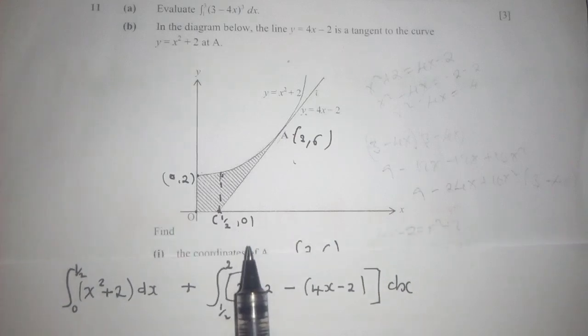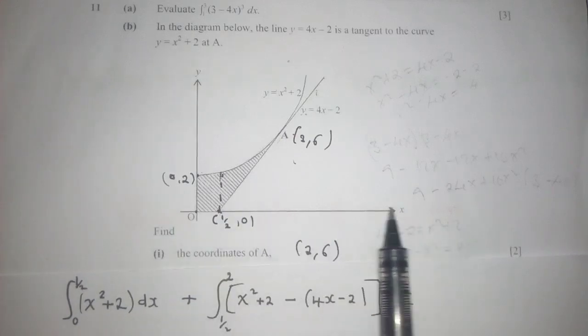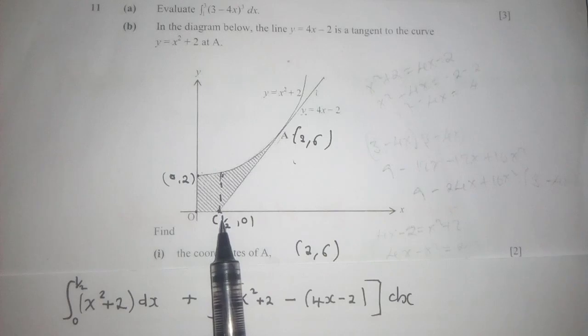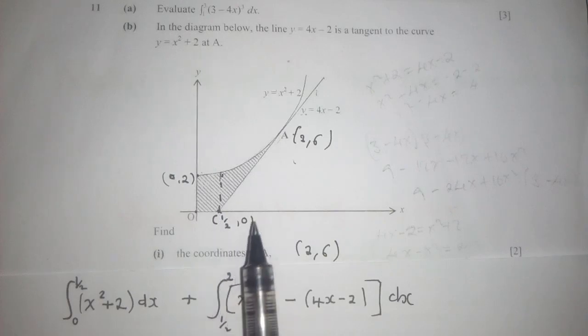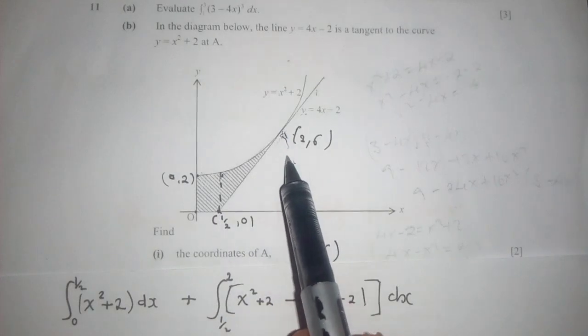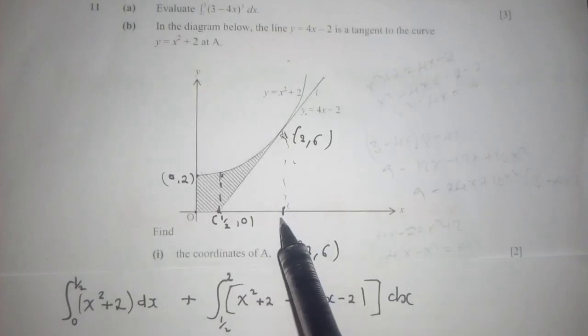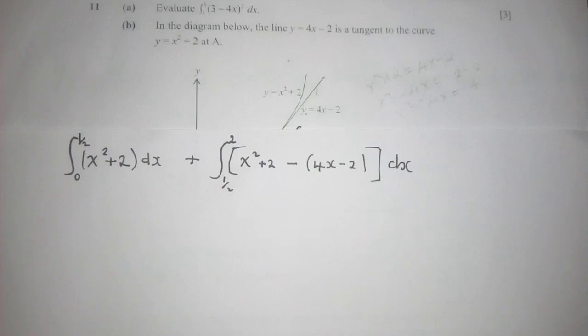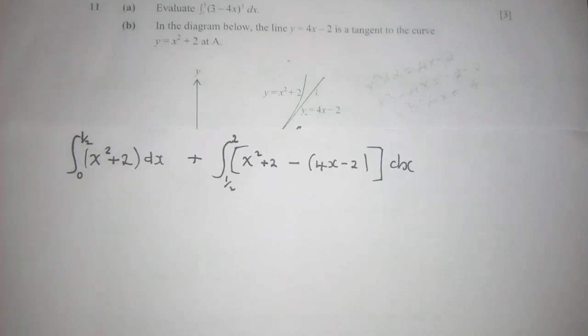And then for the limits, you get them along the x-axis. So we have x is equal to 1 over 2. And then x here, where they are meeting right here, it's 2. So x is equal to 2. Now you can integrate. So when you integrate here, you get something like this.